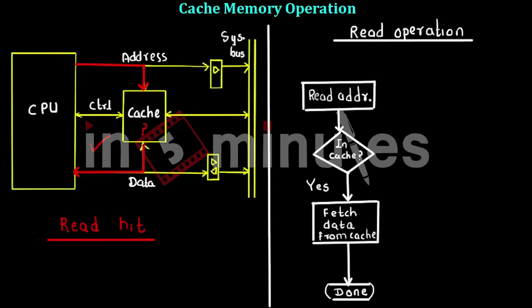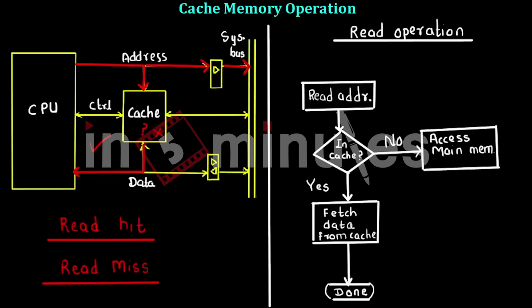Now the other scenario is that the location is not present in cache memory. This is known as a read miss. In this scenario, the data has to be fetched from the main memory. So the address is placed on the system bus and given to the main memory.